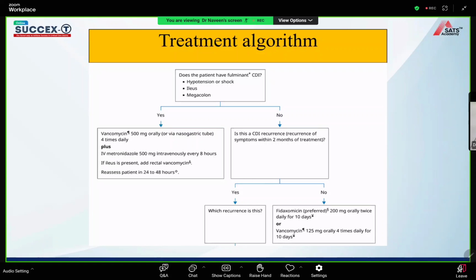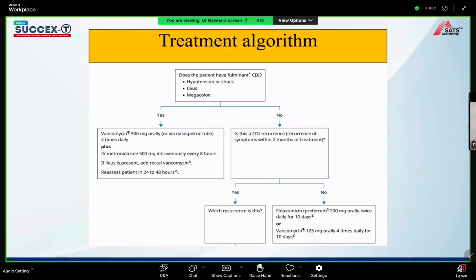In this combination therapy, you have to reassess after 48 hours, and if the patient is improving, you can step down the vancomycin to the usual standard dose, stop the metronidazole, and complete the 10 days duration of therapy. What you have to keep in mind is that the drugs of choice for C. diff treatment are fidaxomicin, vancomycin, and metronidazole.